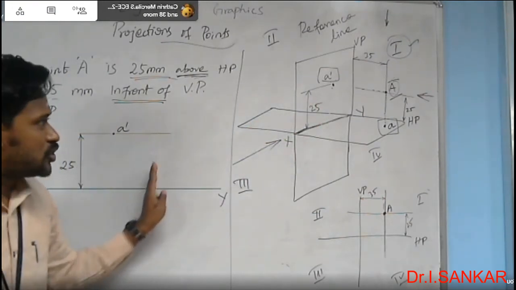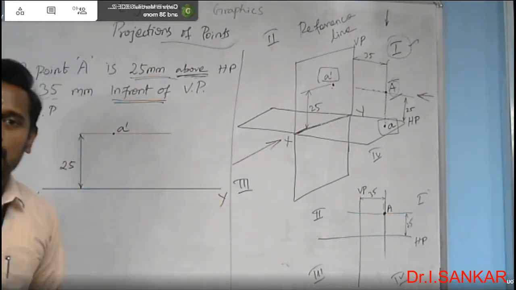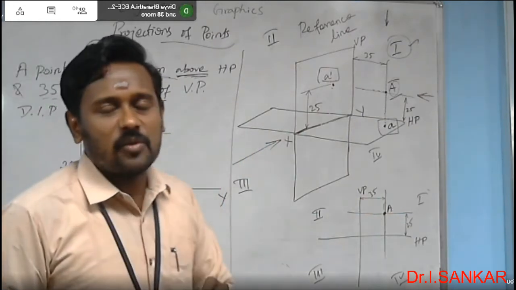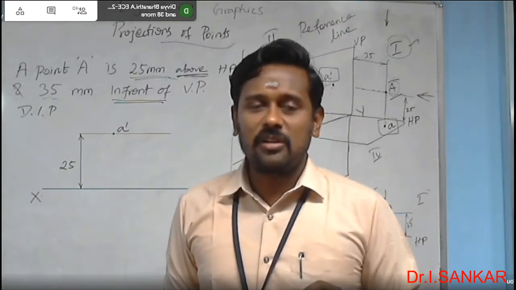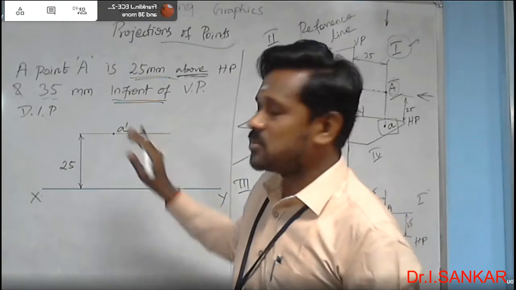See, I just repeated this thing here. Instead of producing all the HP, VP there, I simply drew the XY line and marked the front view of the object with respect to the distance of the object from the XY line. I just marked the A dash.